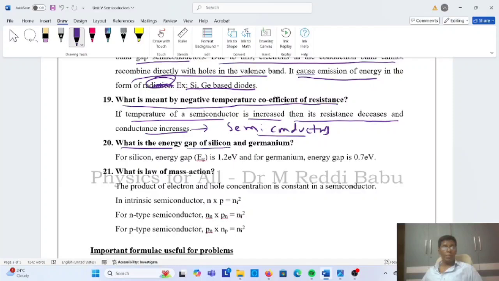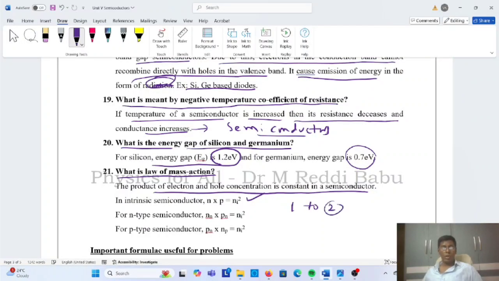What is the energy gap of silicon and germanium? In the case of silicon, the energy gap is 1.2 electron volt, and the energy gap in the case of germanium is 0.7 electron volt. And the last question is, what is the law of mass action? The product of electron concentration and hole concentration is a constant in a given semiconductor, which is called the law of mass action. You go through this equation carefully and prepare all these questions. Definitely from these questions for the university examination, one or two questions will come.